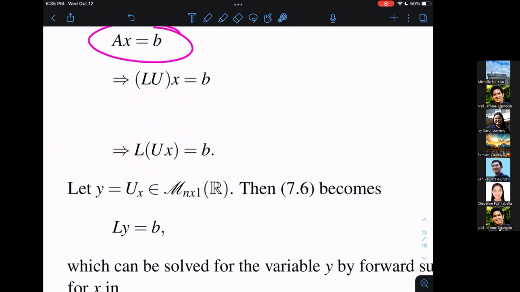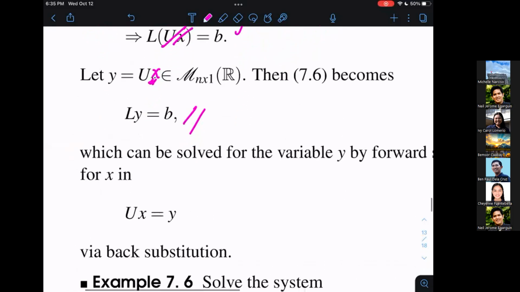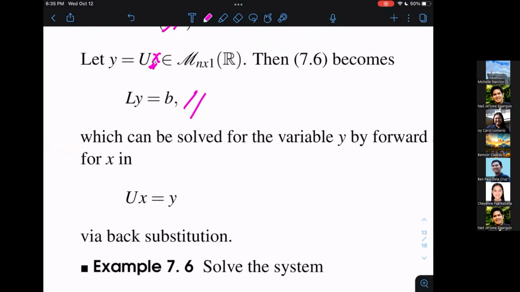And then I'll have a change in variable. I will let Y to be, hindi to U sub X, ito yung isa sa mga typo, dapat ito ay UX. So itong UX na yan, papalitan ko lang siya ng Y. So essentially, I'll be solving the system LY equals B. Ayan pala, sinulat ko siya. Pero maganda sa LY equals B, madali kasi siyang isolve kasi lower triangular na yung matrix L. Pwede ka nang mag-forward substitution.